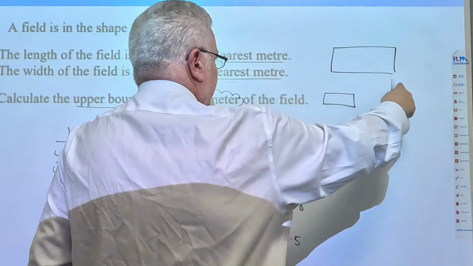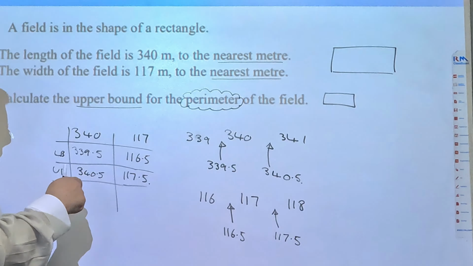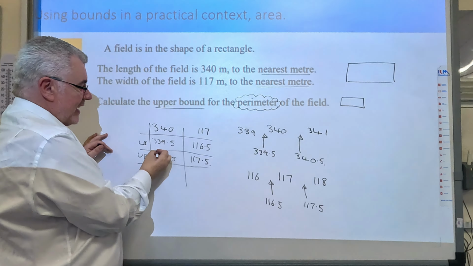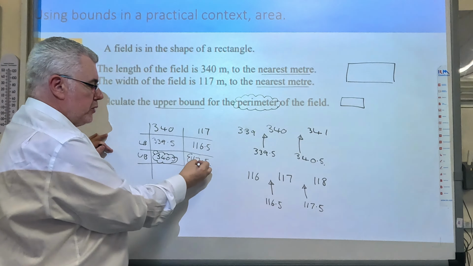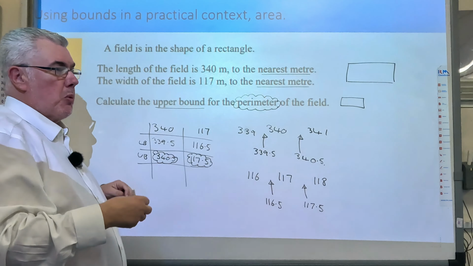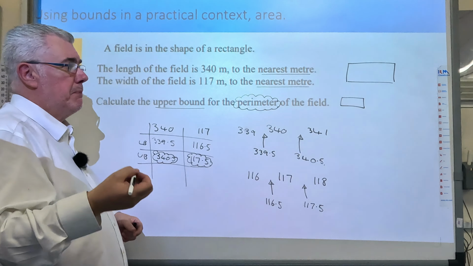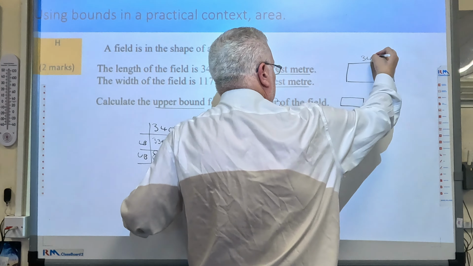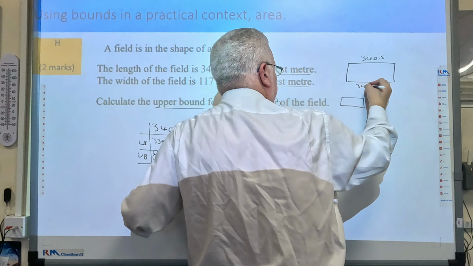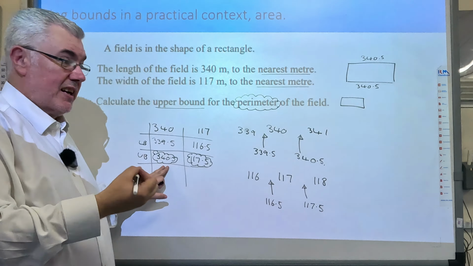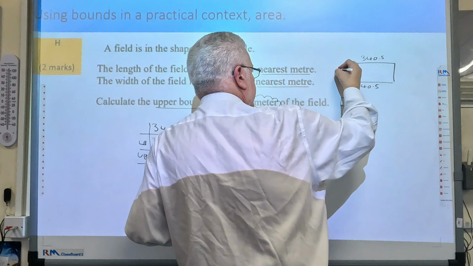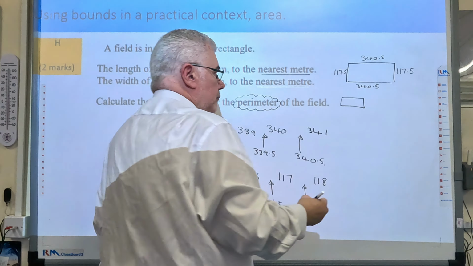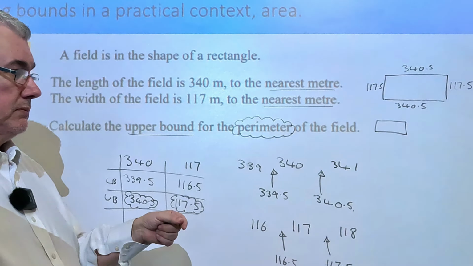I want this to be the biggest distance it can be using these values. So if I want it to be the biggest distance and I'm adding them together, I think I need to add together the biggest ones I've got. So I'm going to use the upper bound for both. I want to know what the total can be, and I want the biggest value that can be. I've got 340.5. I've got 340.5 opposite. Opposite lengths of a rectangle are equal. Then I've got 117.5, 117.5. These figures will give me the biggest it can be.